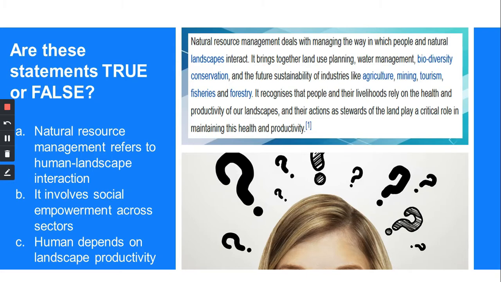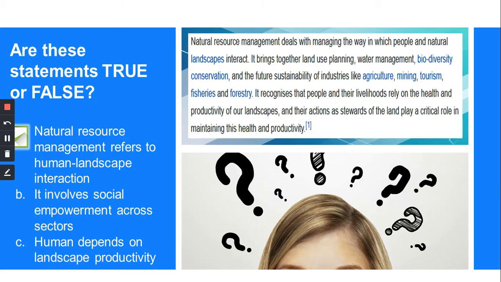Dari point A, kita tahu kalau fokusnya dia berkaitan dengan natural resource management and also interaction. Kemudian kita lihat di teks di situ. Well, that statement itu tertulis di line 1 and line 2. Di line 1 and line 2, teks menyebutkan natural resource management deals with managing the way in which people and natural landscapes interact. Jadi baris pertama dan baris kedua itu menyatakan kembali statement atau kalimat yang A di sini. So, sentence A atau statement A is true atau stated.